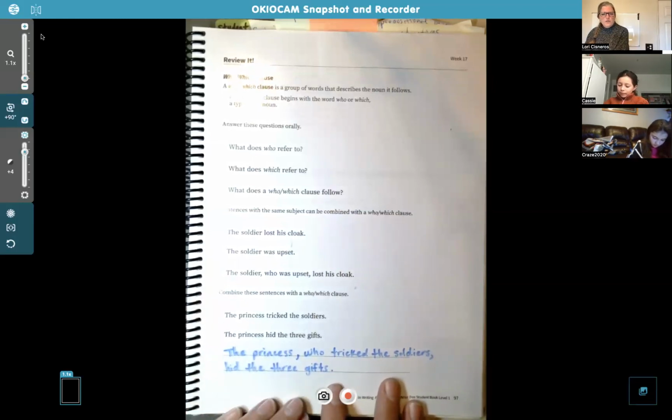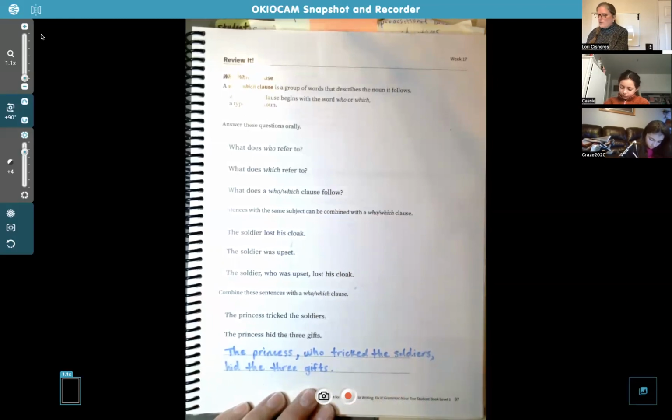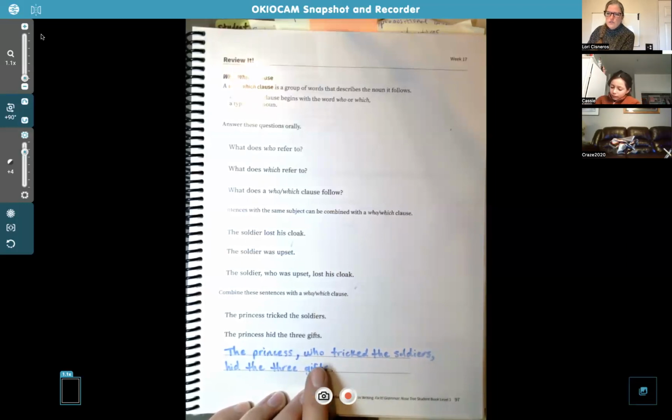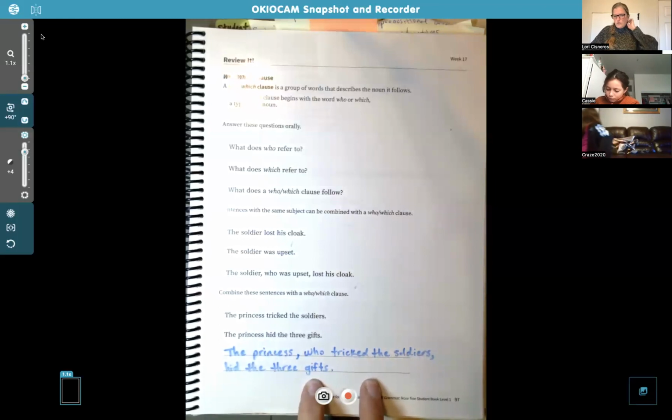The princess who tricked the soldiers hid the 3 gifts. Or you can write it the other way if you like that better: The princess who hid the 3 gifts tricked the soldiers. That's an example of how you can take 2 short sentences, combine them into one, and use who or which in the middle. We used who because we're talking about a person, the princess. If you were talking about the gifts, you would use which.